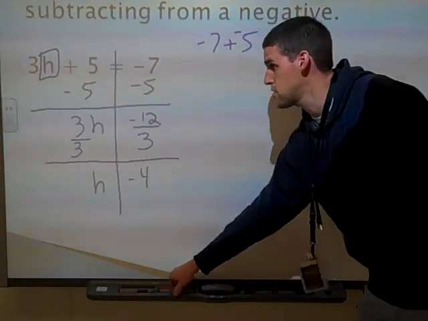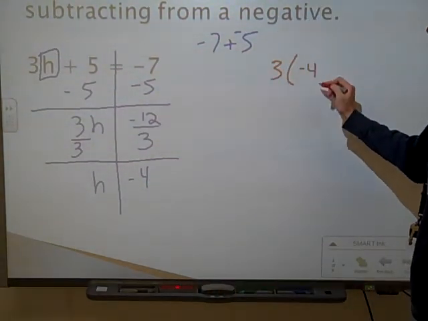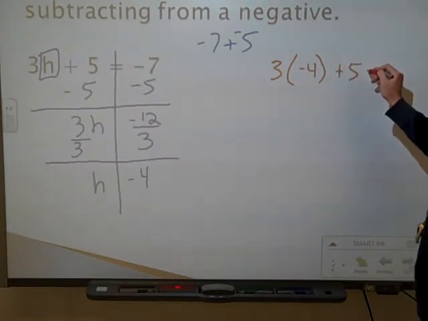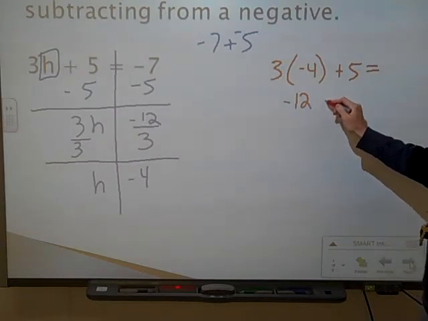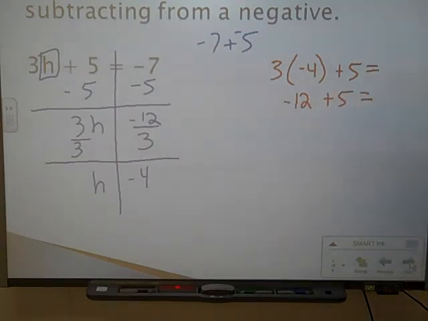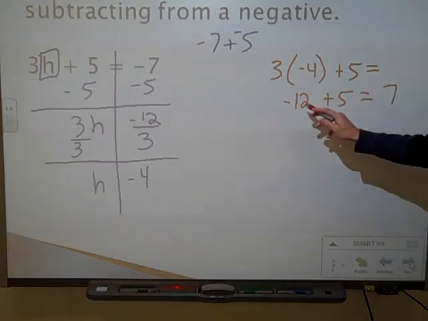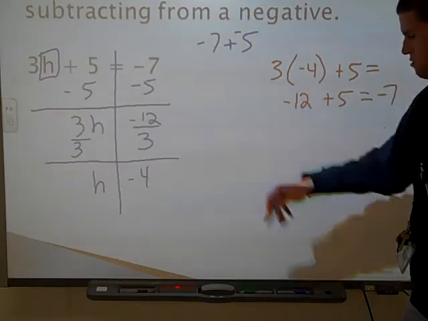Let's go ahead and check to see if it works. I have 3 times negative 4, that's the value of h, plus 5. 3 times negative 4 is negative 12, plus 5. A negative plus a positive, I'm going to go subtract the two numbers to get 7. And my negative number has a larger value, so negative 7 would be my answer, and yes, they do match.